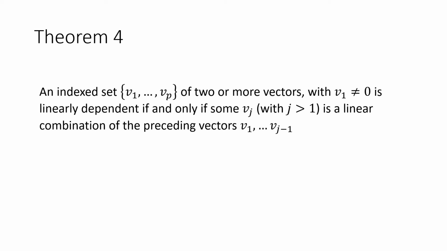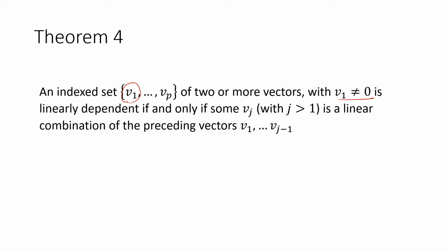We're going to start with theorem 4. If we have an indexed set of 2 or more vectors where at least one of them is non-zero, so we can say that the first one is non-zero, then it's linearly dependent if and only if there's some vector in there that you can build from a combination of all of the previous vectors. So in other words, linear dependence means that there is a vector in here that you can build from all the others. Now we've seen that idea already.